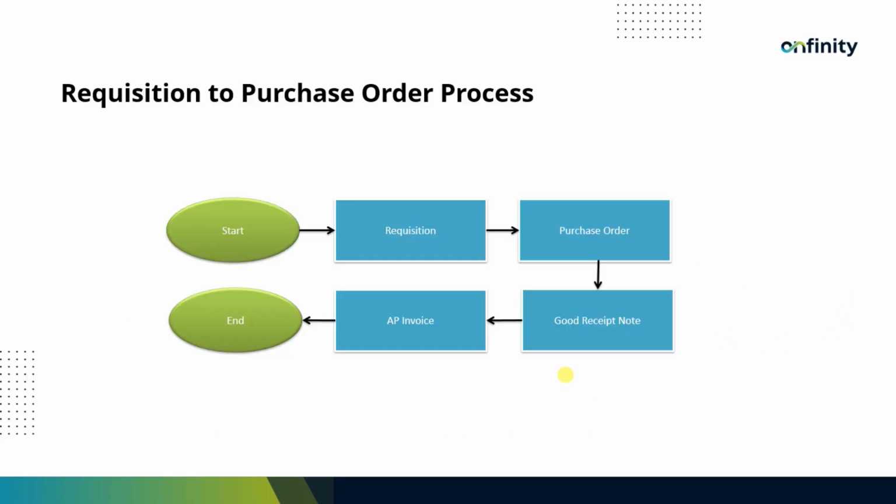Next, we have the requisition to purchase order process flow. It starts with a requisition, move through purchase order creation, and conclude with goods receipt note and invoice processing. Each step in this workflow ensures accurate acquisition and clear accountability at every stage of the procurement cycle.